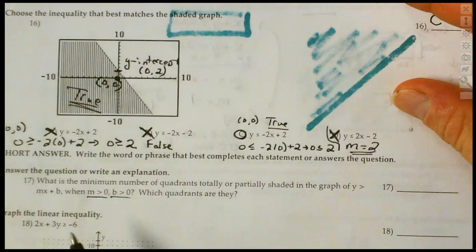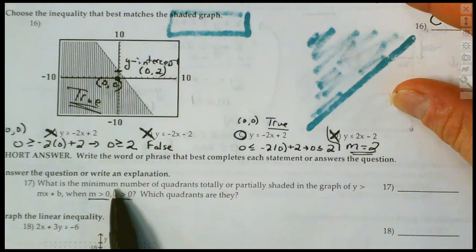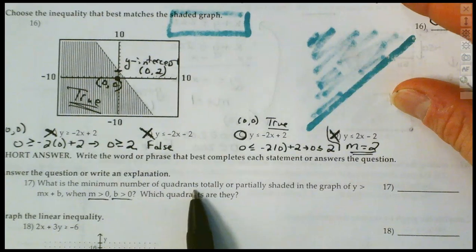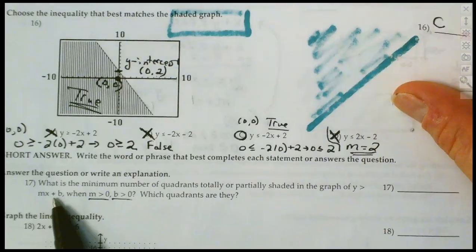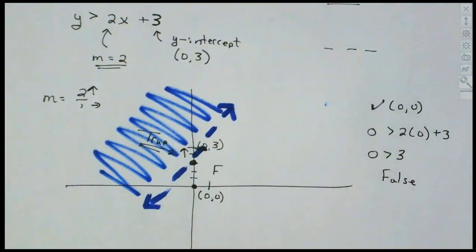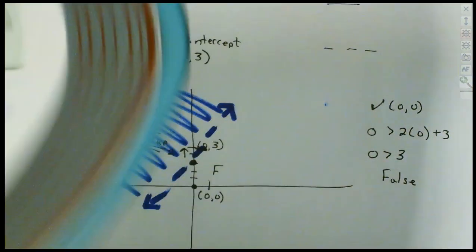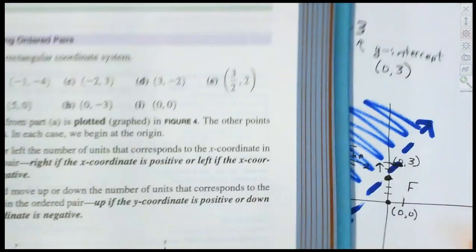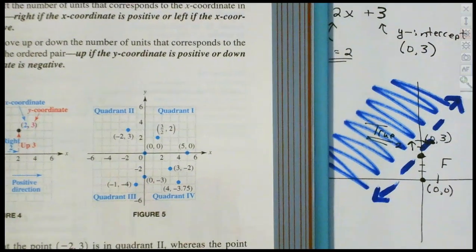So we pick numbers for M and B, and it says what is the minimum number of quadrants totally or partly shaded by this graph. And which quadrants are they? So when we look at our picture, which quadrants are going to be covered? Here's our quadrants, and here's our graph.